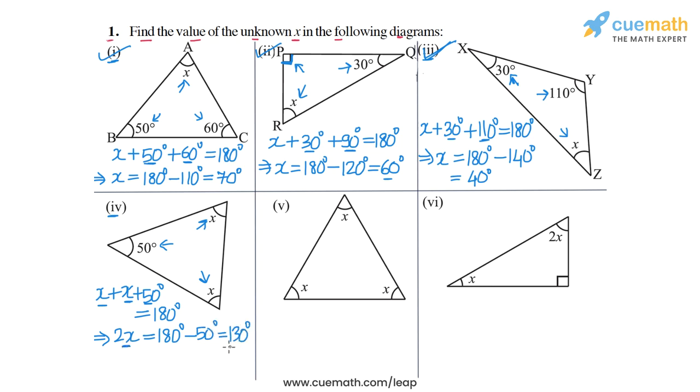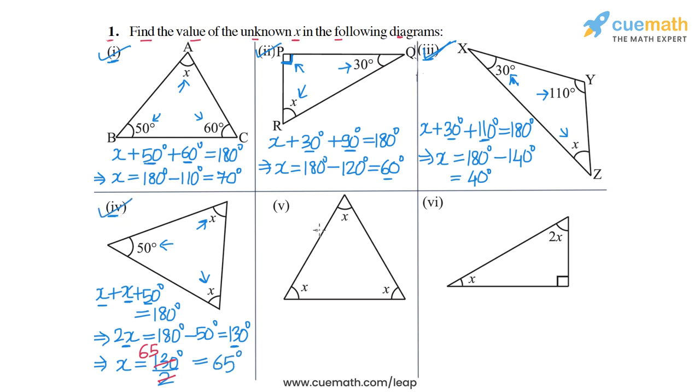So 2x is equal to 130 degrees. So from here we will get x is equal to 130 degrees divided by 2, and 130 divided by 2 is 65. So we will get x equal to 65 degrees. So 65 degrees is the answer for part 4.